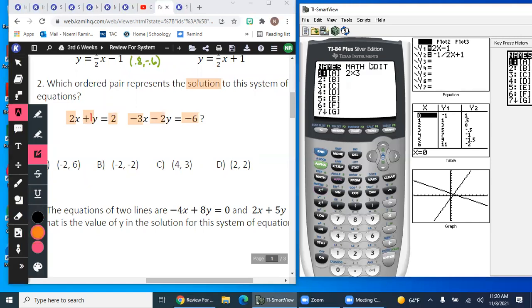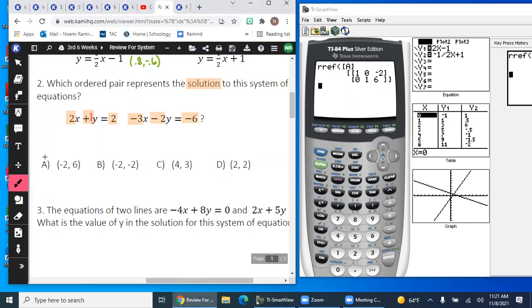Go back into matrix. We've already been to edit. Let's go to math. I'm going to go up to the one with 2 R's, rref, press enter only one time, matrix, enter, enter. Unless it says 0, 0, 0 or 0, 0, 1, this becomes your point of intersection, your solution, which gives us A.